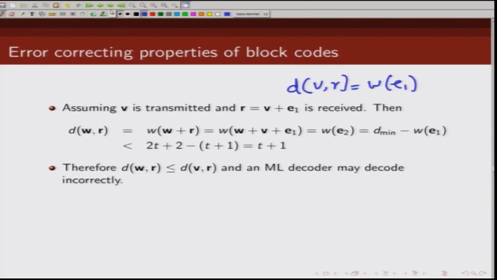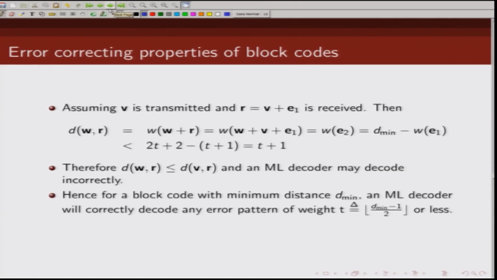So, what we have shown here is Hamming distance between W and R is less than t plus 1, whereas Hamming distance between V and R is greater than or equal to t plus 1. So, what we have shown is Hamming distance between W and R is less than or equal to Hamming distance between received code word R and the true code word which was actually transmitted, which is V. So, in this case the maximum likelihood decoder will decode in favor of W and not V and will make a mistake. So, through this construction we have shown that if your error pattern is of weight t plus 1, then you are not guaranteed to correct that error.